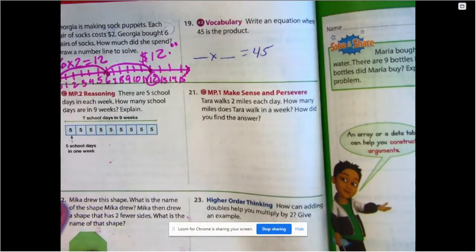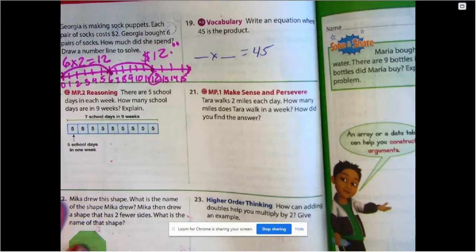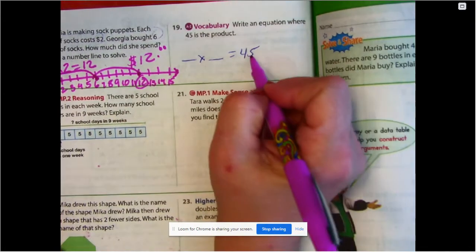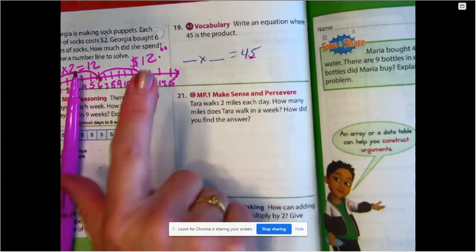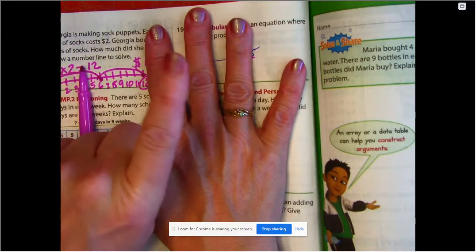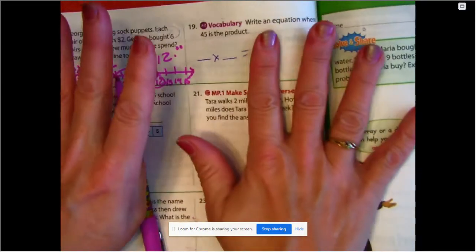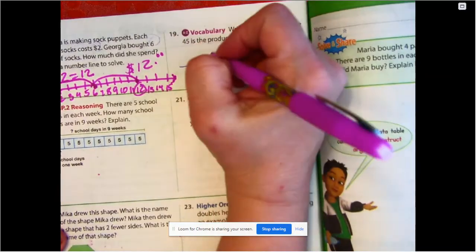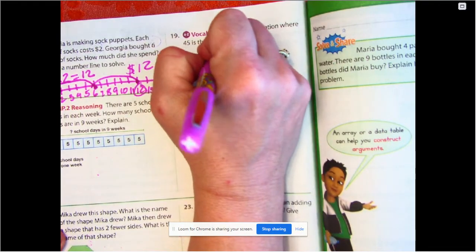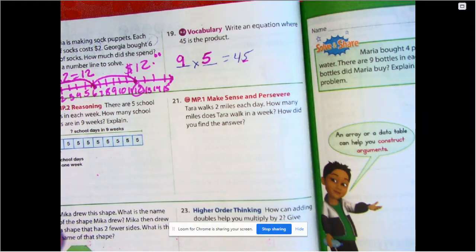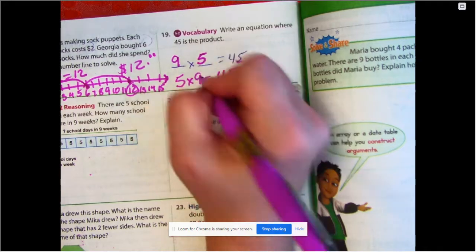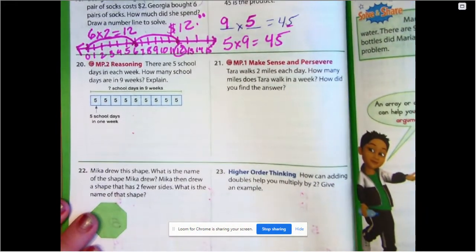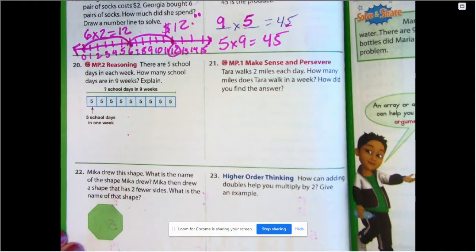All right. Write an equation where 45 is the product. Okay, so it ends in a 5, which means I can count by 5s to get to 45. So that's 5, 10, 15, 20, 25, 30, 35, 40, 45. That's 9 times that I counted. So 9 groups of 5 equals 45, or 5 groups of 9. You can do either one. 5 groups of 9, because we know commutative property means I can switch these factors, but I still get the same answer.